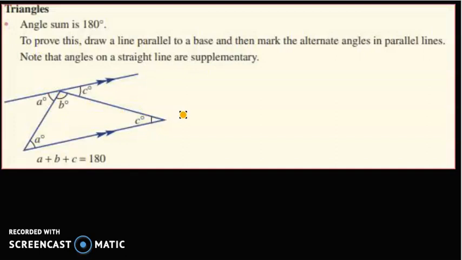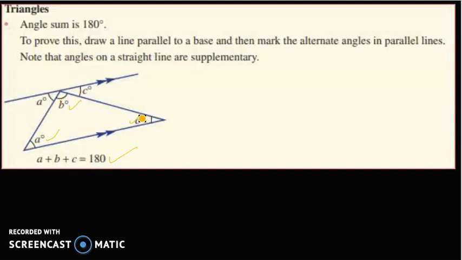So the first thing that we can see here is the angle sum is 180 degrees. That means in any triangle, the sum of the three angles, for example, in the given triangle here, the sum of the angles A, B and C will be 180 degrees. Now, to prove this, draw a line parallel to the base and then mark alternate angles in the parallel lines. Note that the angles on a straight line are supplementary.